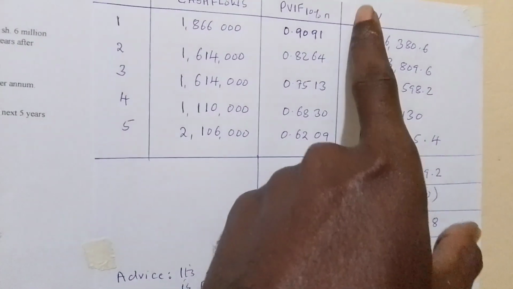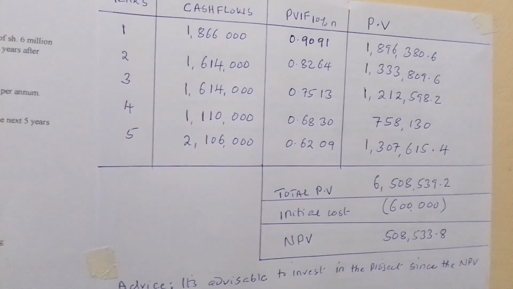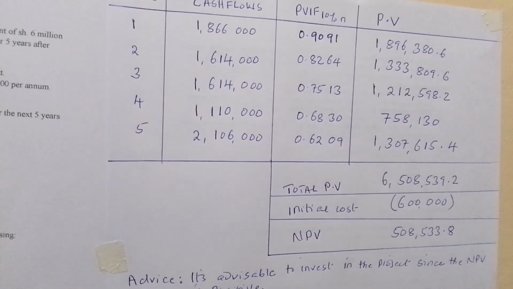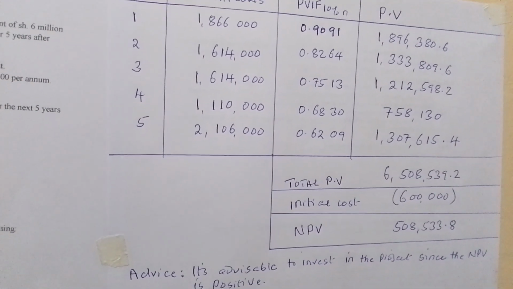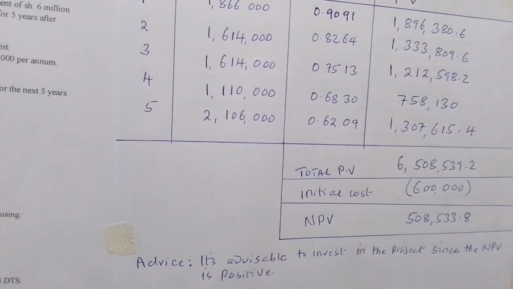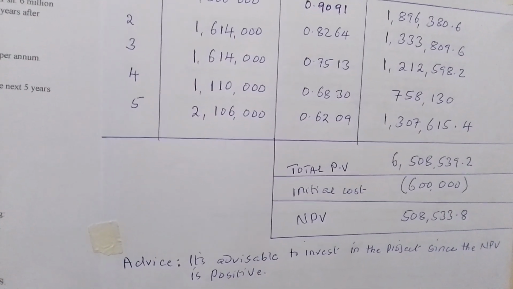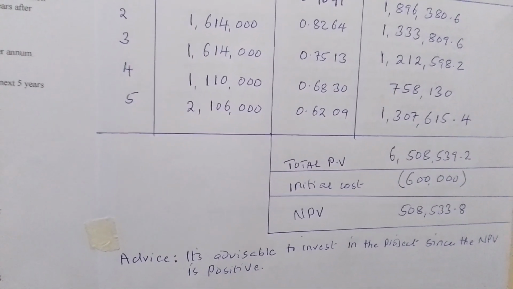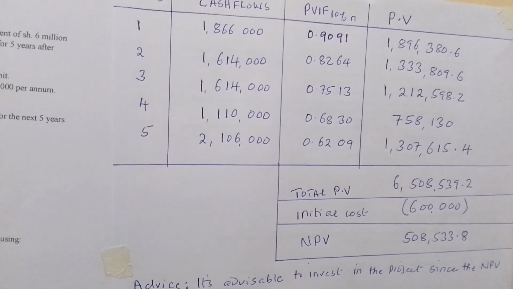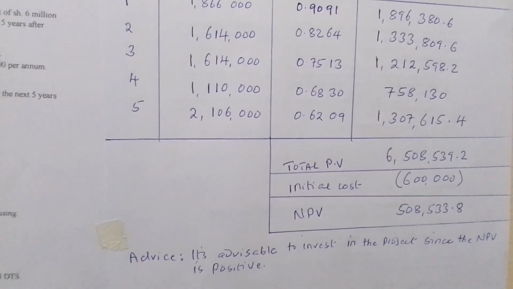So if you sum up these numbers together, you get 6,508,539.2, and then you less the initial cost. The machine cost 600,000. Was that the initial cost? I think it was 6 million. Therefore, you should less 6 million. What we are lessing is 6 million, not 600,000.